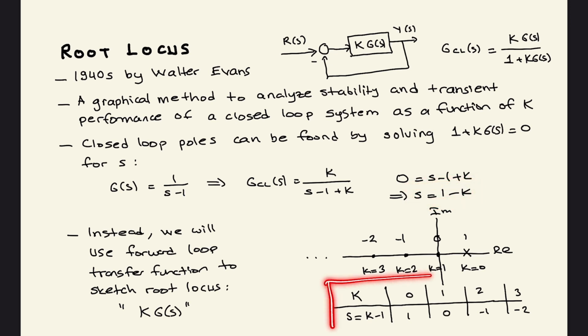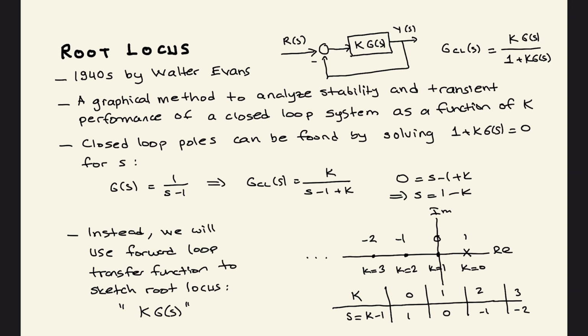So let's look at this table. If you give K equals 0, the closed loop pole is located at 1, which is an unstable system. If you give gain K equals 1, you are going to have 0, like in here, a marginally stable closed loop system. And for any value of gain K greater than 1, for example, if you give 2, 1 minus 2 is minus 1, 1 minus 3 is minus 2.